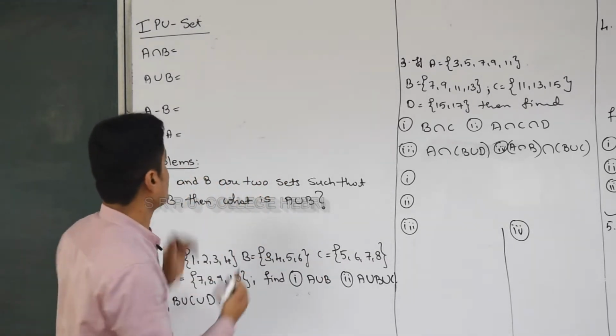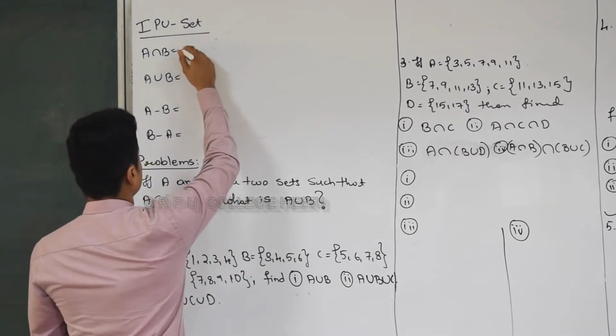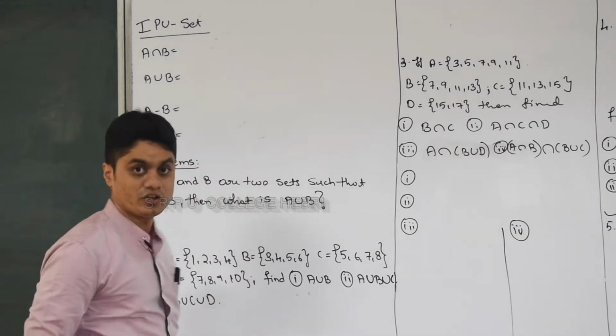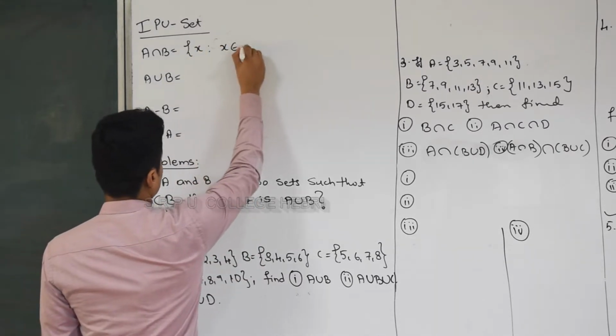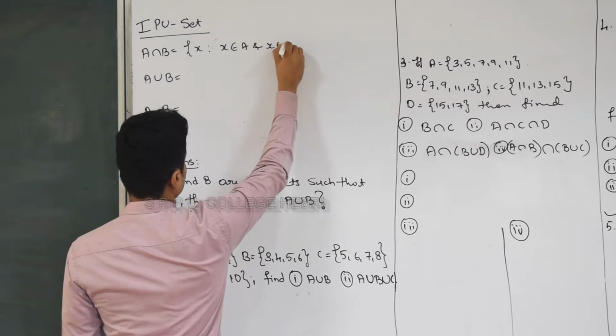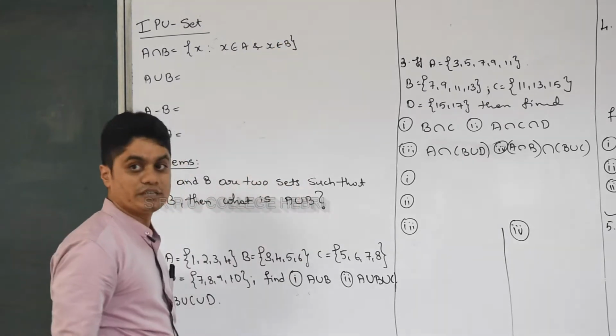Remember, I'll just recall the first one which we learned in the last class, the operation A intersection B. How did you define A intersection B? Set of all elements x such that x belongs to A and x belongs to B. That element should belong to both A and B.